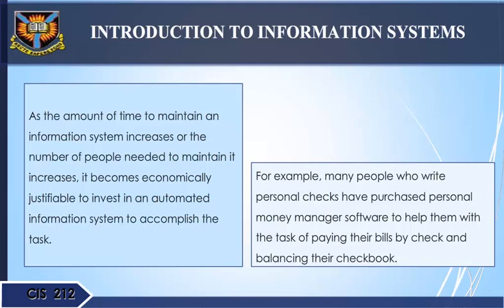As the amount of time to maintain an information system increases, or the number of people needed to maintain it increases, it becomes economically justifiable to invest in an automated information system to accomplish the task. For example, many people who write personal checks have purchased personal money manager software to help them with the task of paying their bills by check and balancing their checkbook.